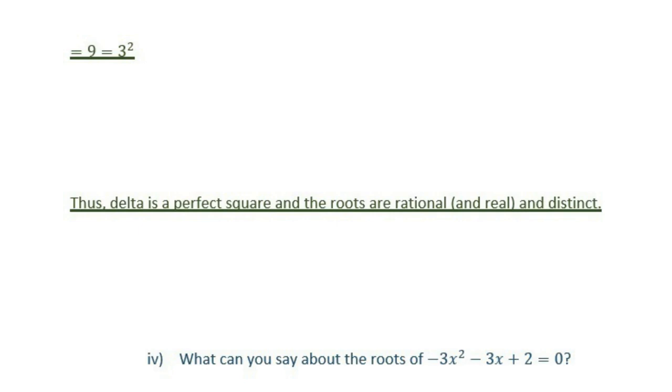I put "and real" in brackets because it's actually not necessary. All rational numbers by definition are real, so we could just put there rational and distinct. Distinct is just another word for different or unequal.